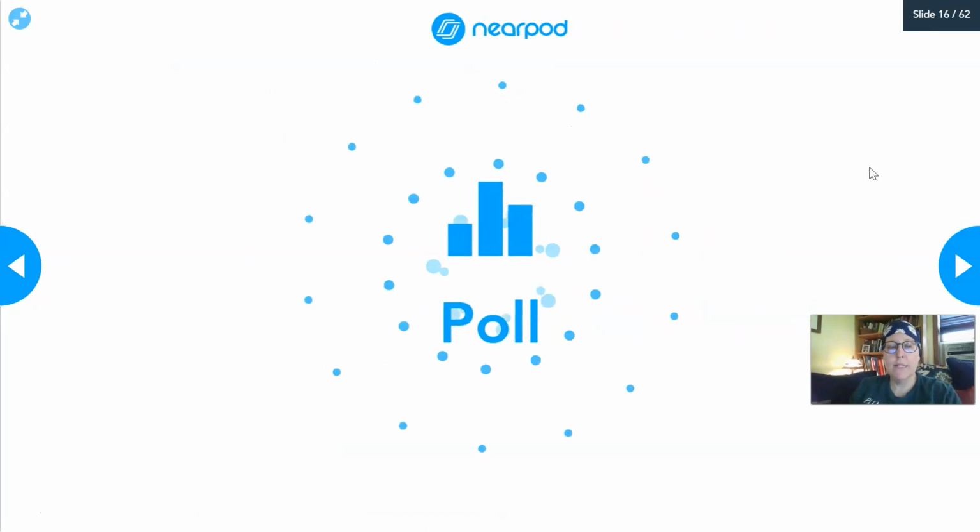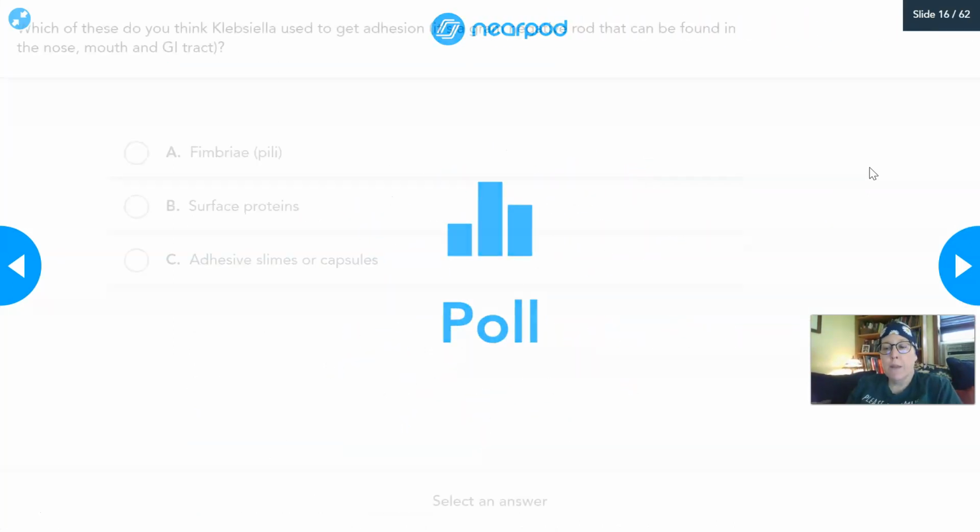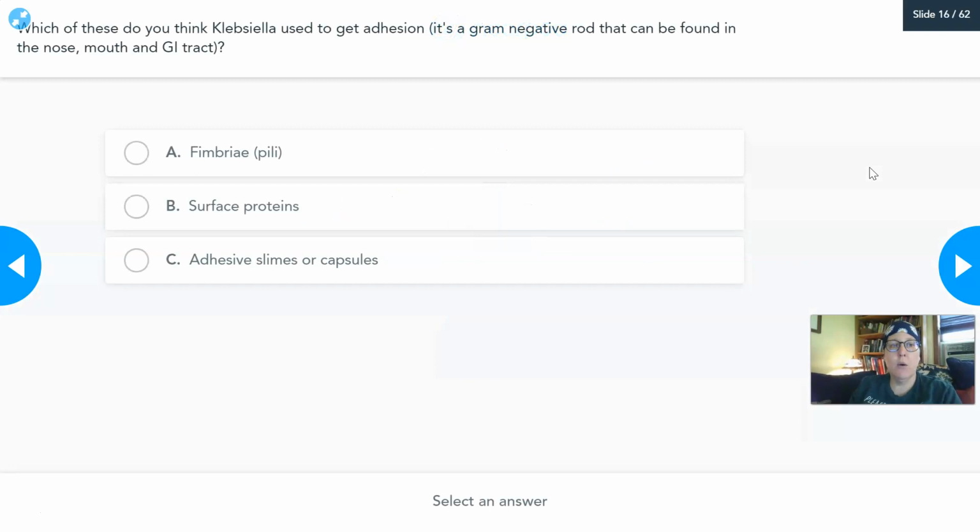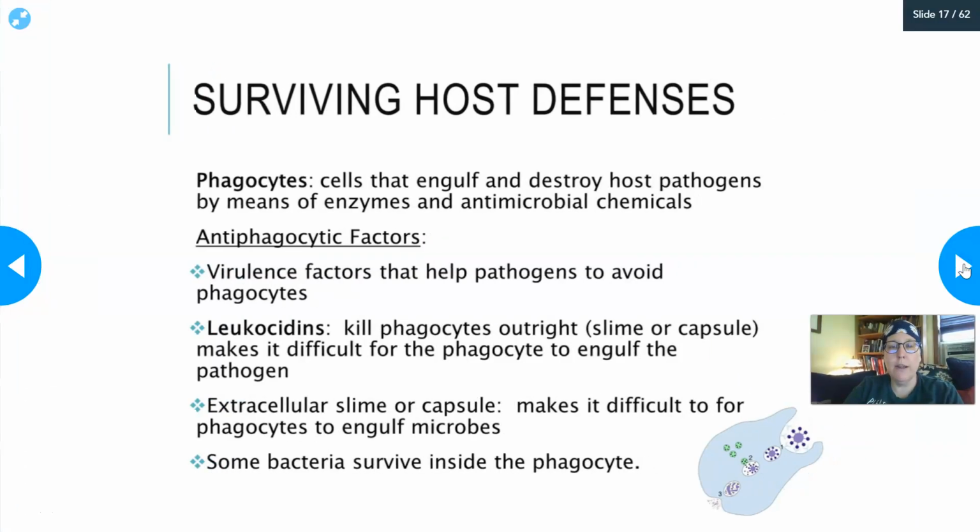Yum, right? So thinking back about our case, which of these do you think Klebsiella used? So Klebsiella, again, is a bacteria. So would it be fimbriae, surface proteins, or adhesive slimes or capsules? So again, it's a gram-negative rod. It can be found on nose, mouth, and GI tract. And it's in the case description if you need to go back and refresh yourself on that.